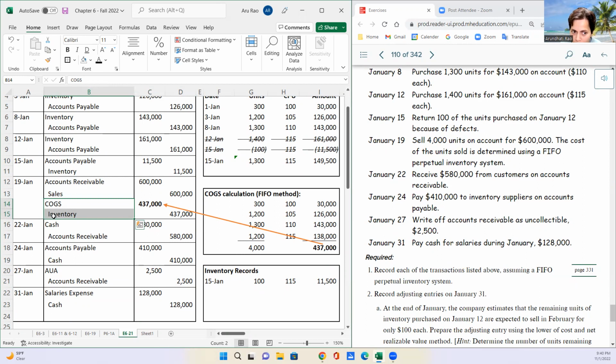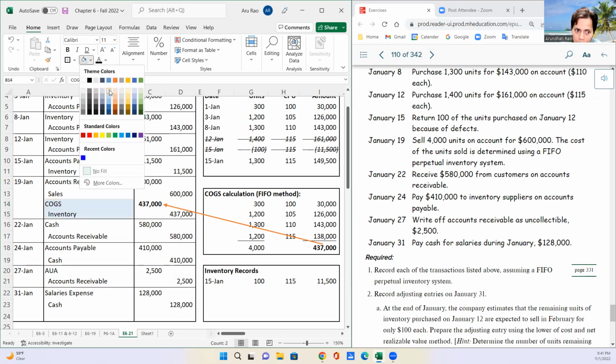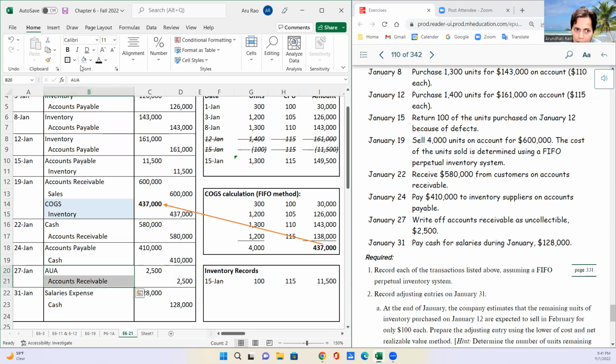This one where I'm doing the perpetual method, as soon as I make the sale, I do cost of goods sold expense debit, inventory credit, and this allowance for uncollectible accounts, accounts receivable credit. This one is also a book entry. These are not transactions, these two entries. So I'll just highlight them over here for a second so that we know that these are book entries.